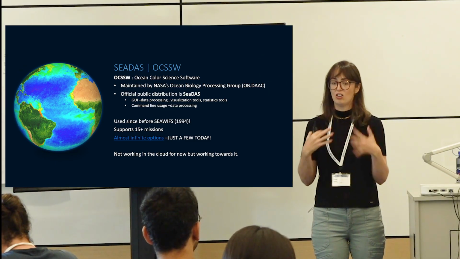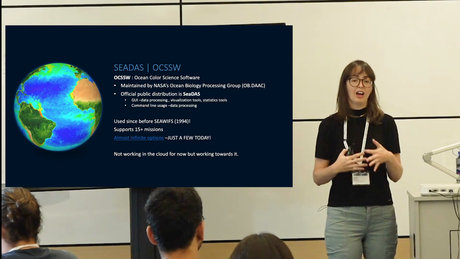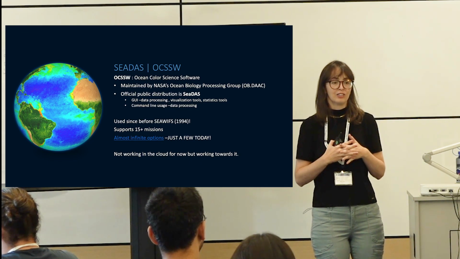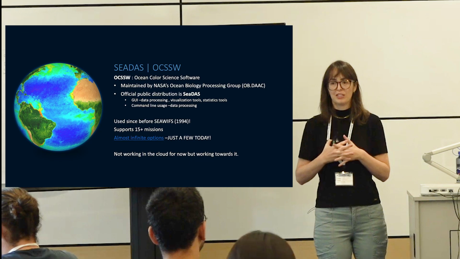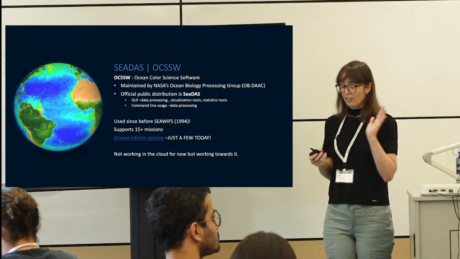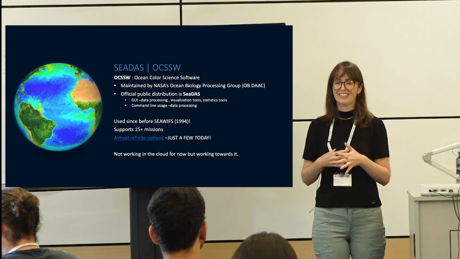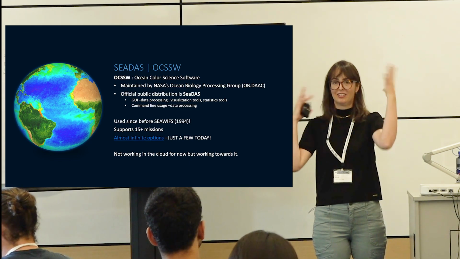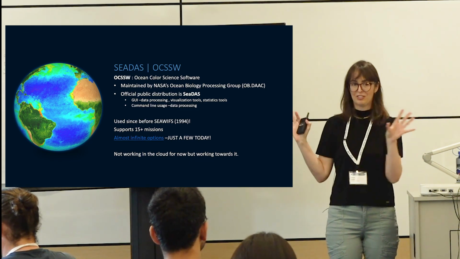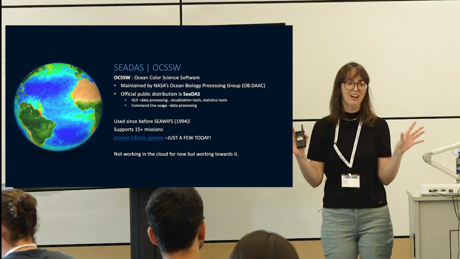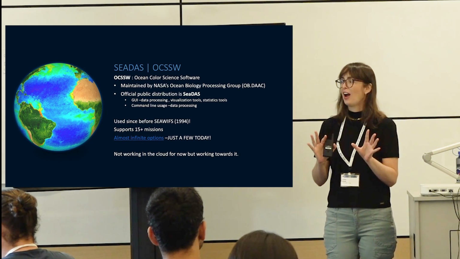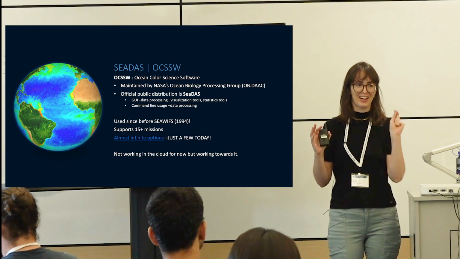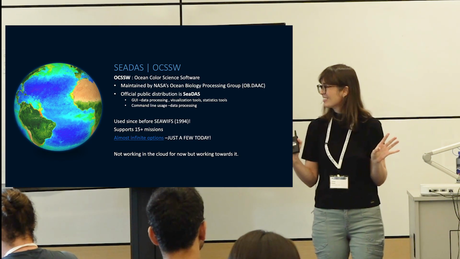OCSSW basically has all the software that is used to process satellite imagery for ocean color, but also other types of remote sensing data. It has over 15 missions that it can work with. It is an incredible wealth of knowledge that goes into everything that has been developed in there. There are so many tools. I only know not even the tip, just a little part of the iceberg, the huge iceberg that is OCSSW.